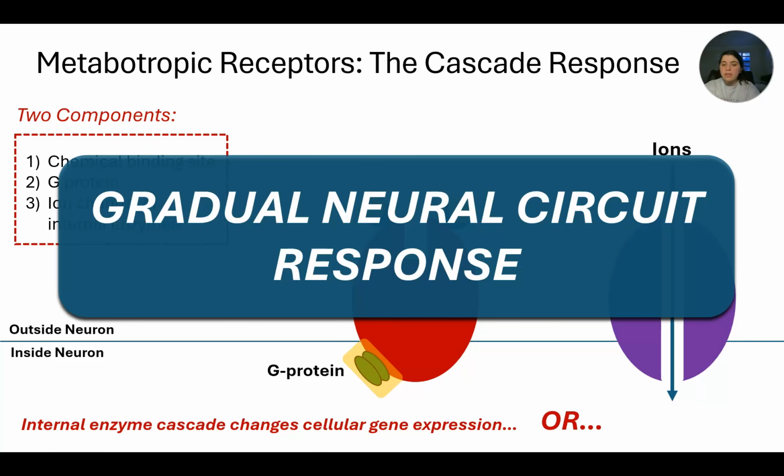Because in this case, there's not a conservation of chemical binding site and ion channel function within just one protein. In this case, you're going to have downstream effects of some downstream ion channel opening or cellular gene expression changing as a result of neurotransmitter binding. So with the gradual neural circuit response, this type of receptor might be more common in neural circuits that are responsible for learning, which is a long-term process, or memory consolidation, just to give some examples.